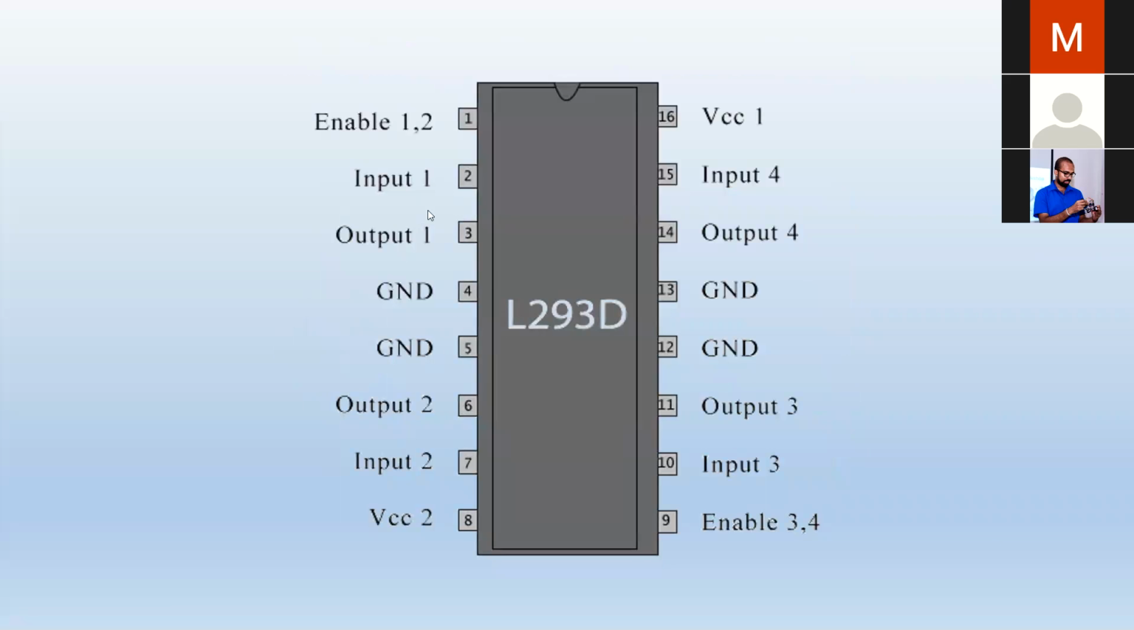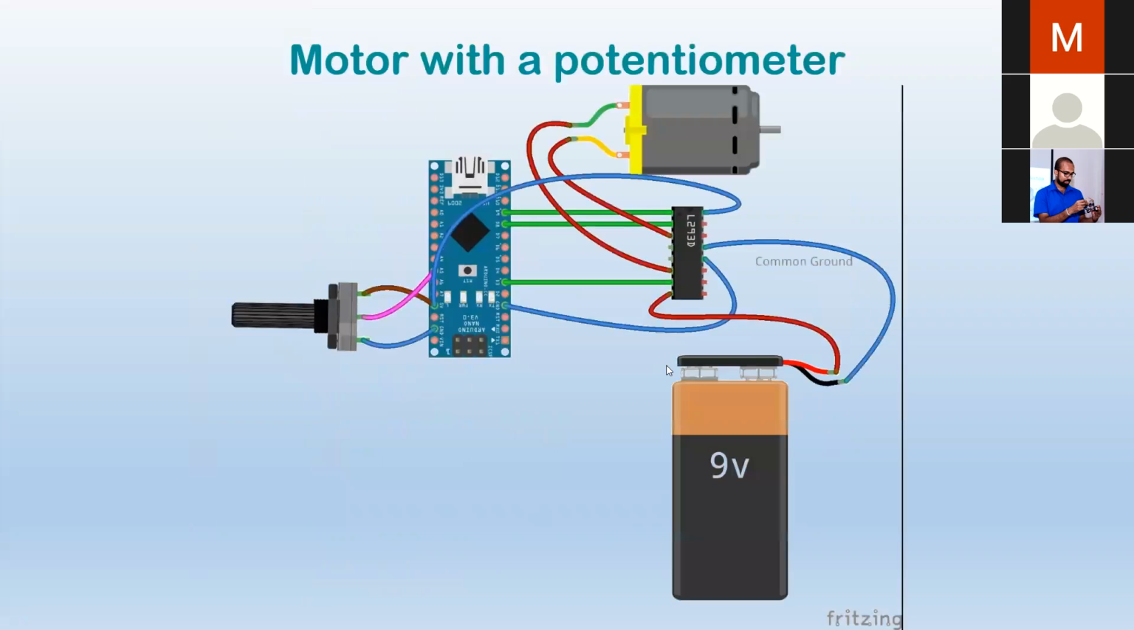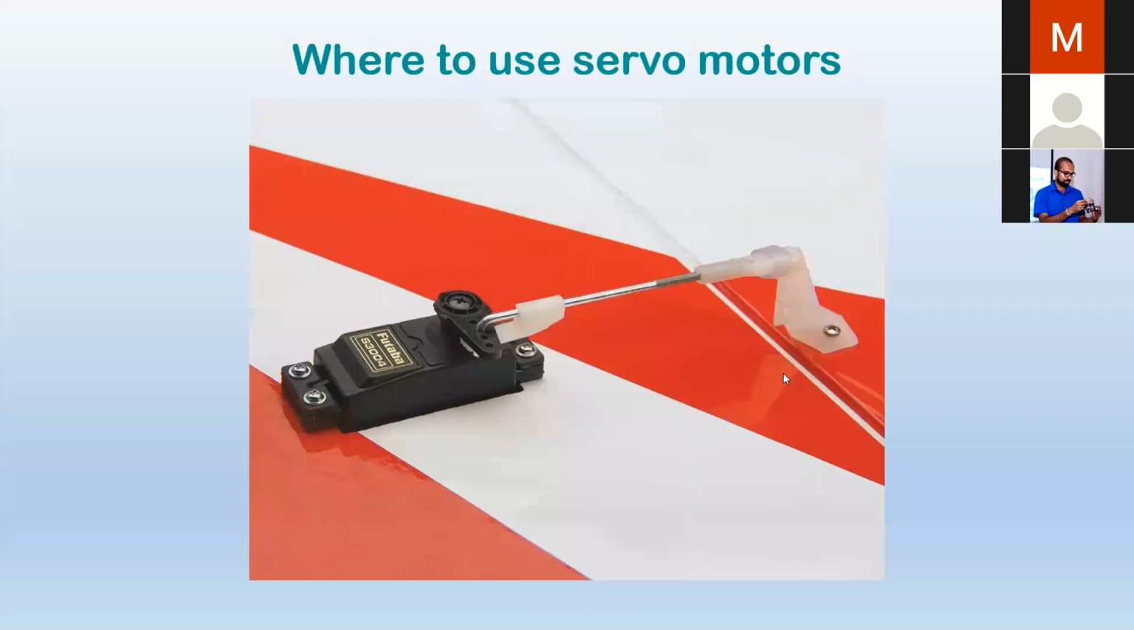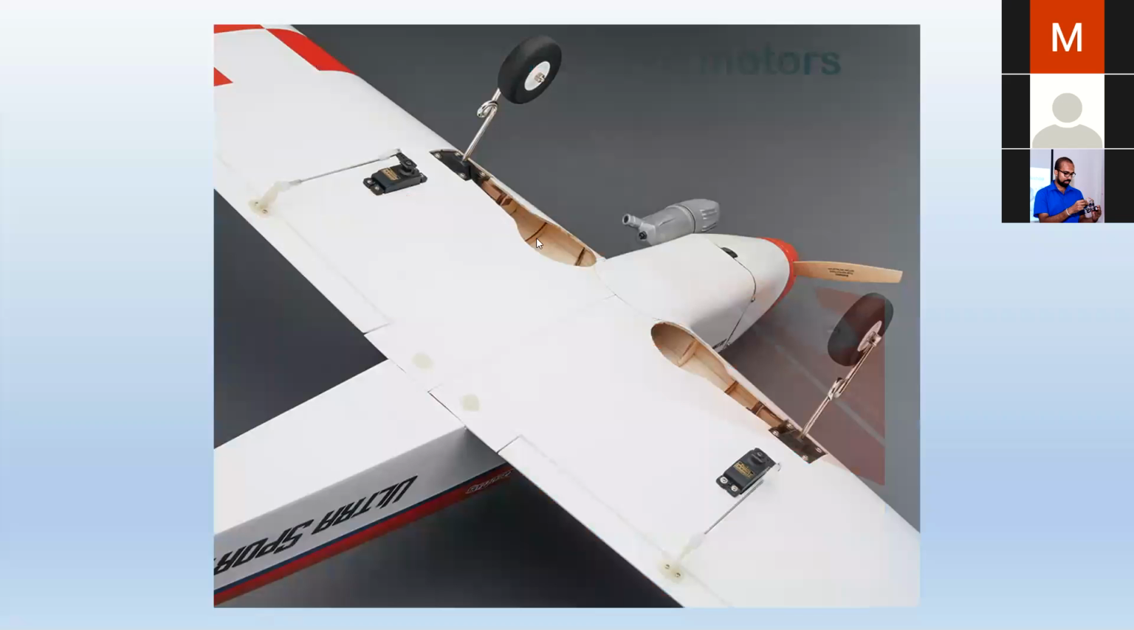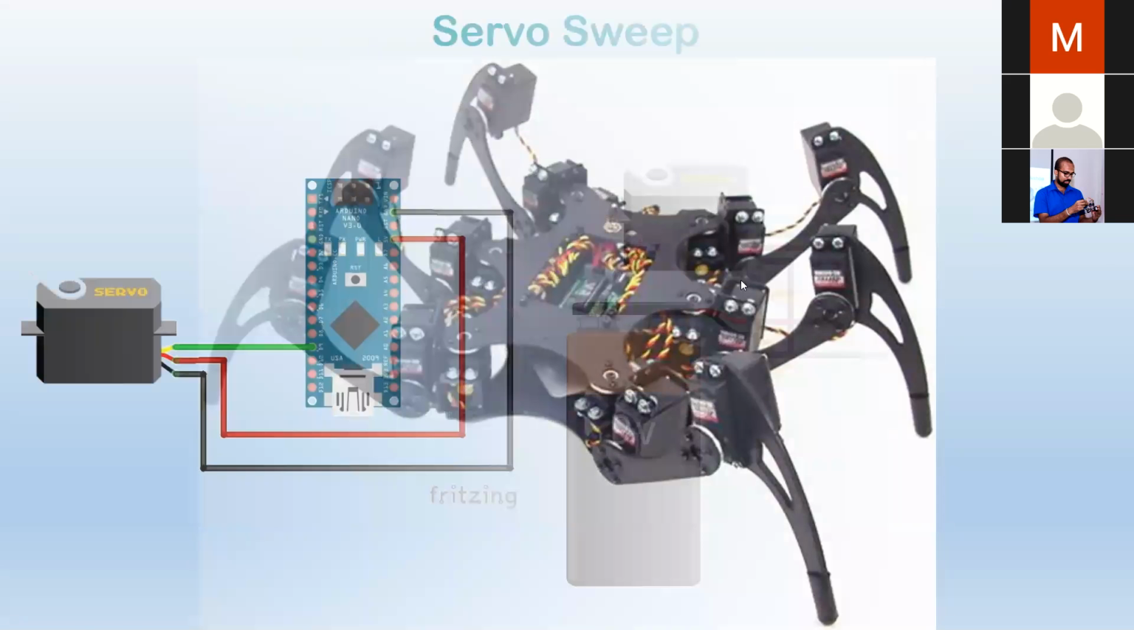This is an H bridge IC, and it has two channels. You can control two motors with it, and you can control the speed too, which is really nice. These are servo motors whose direction you can control, and servo motors are usually used in model aircraft to control the angle of the rudders and fins. This is a toy robot using 16. I think we need 16 or more servos for that.